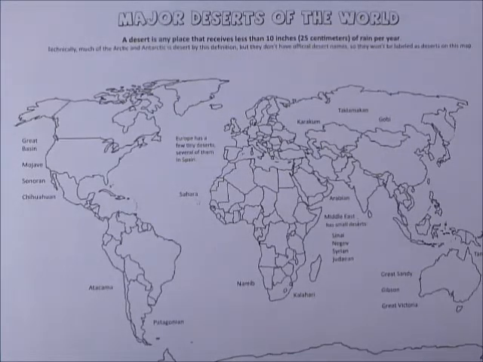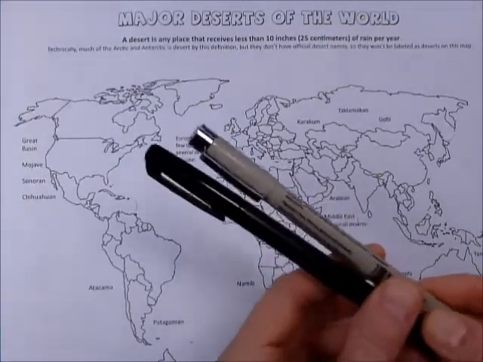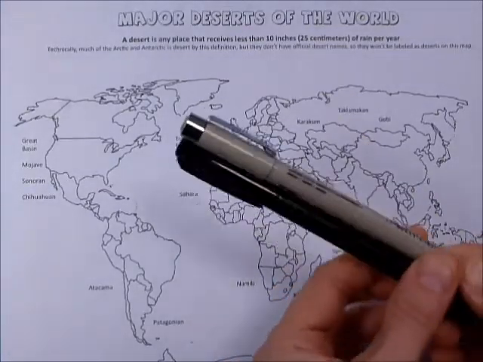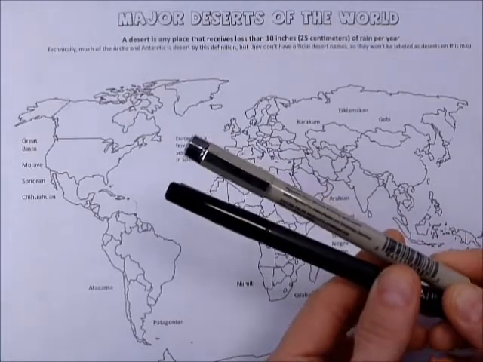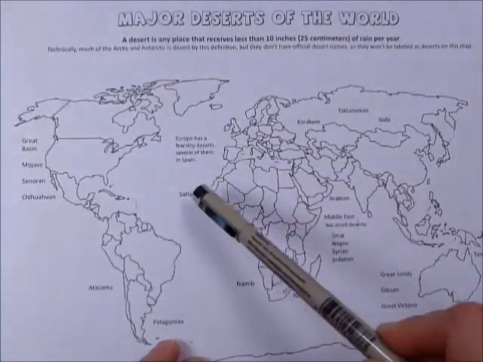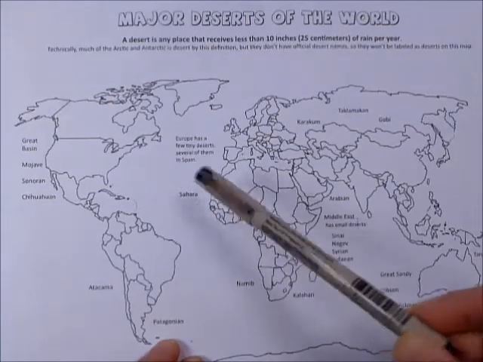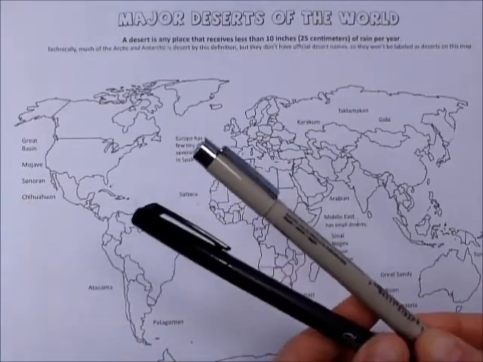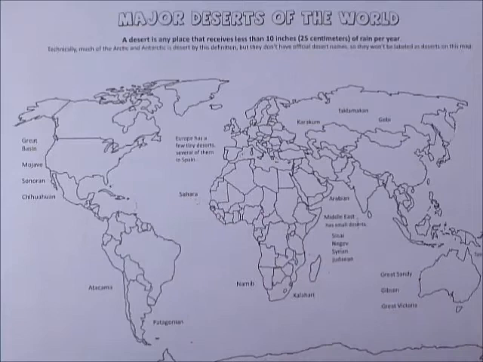I'm going to use a black marker. I'll probably use this one, but if you have one of these or even a black ballpoint, this will make our lines show up better. We're going to draw lines from the words to the location of the desert, and I found that they show up better using one of these than a regular pencil.